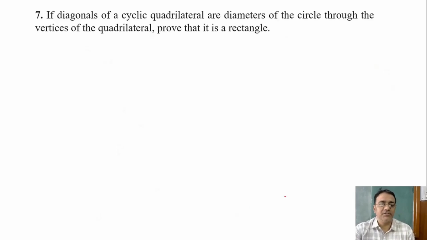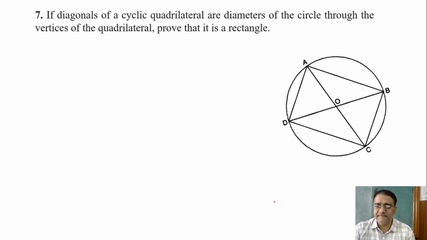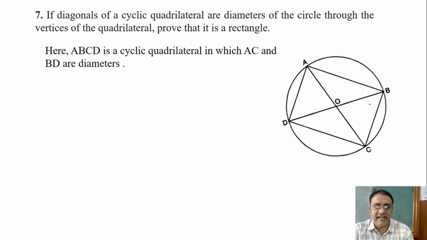Okay, now seventh question. If the diagonals of a cyclic quadrilateral are diameters of the circle through the vertices of the quadrilateral, prove that it is a rectangle. So this is the figure. What is given is that the diagonals of a cyclic quadrilateral are the diameters. So AC and BD are the diameters of the circle. Here ABCD is a cyclic quadrilateral in which AC and BD are the diameters.